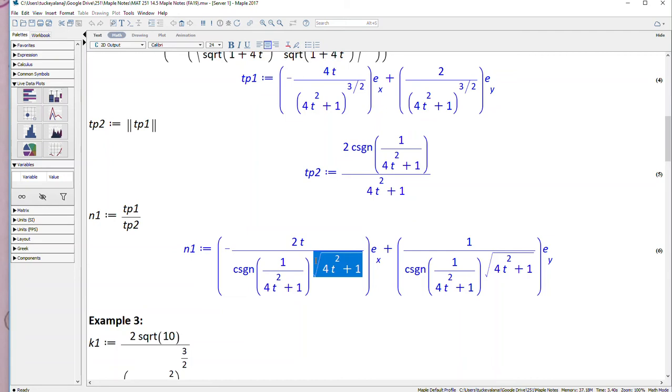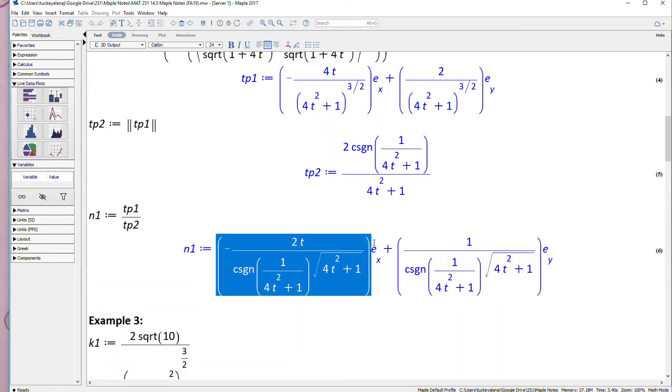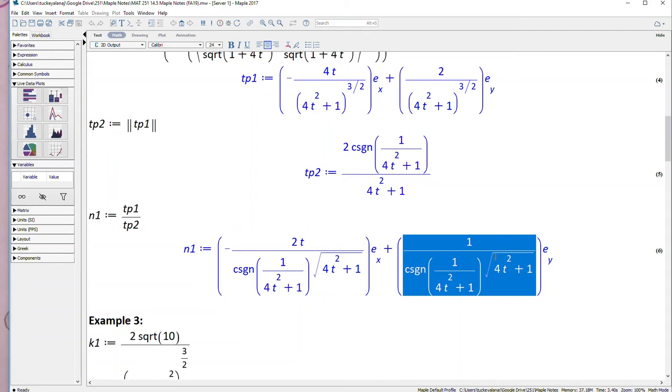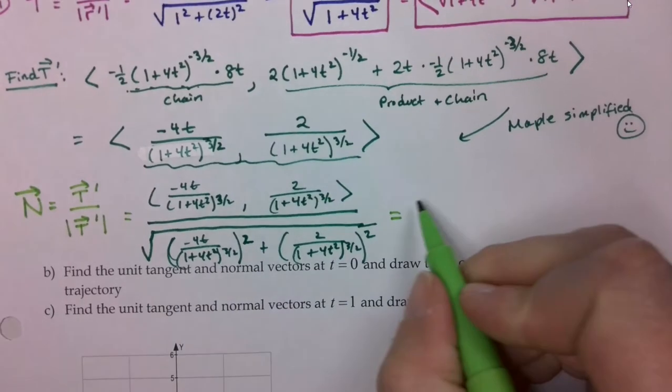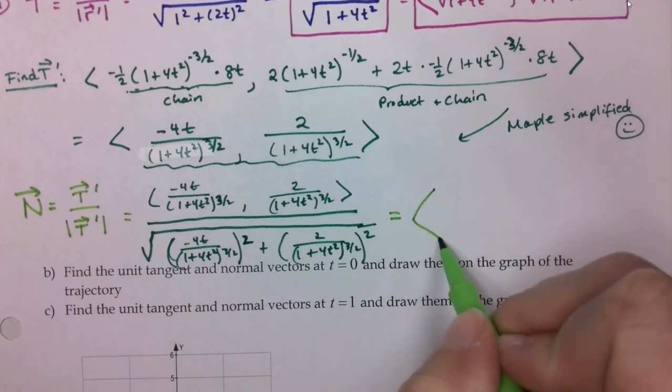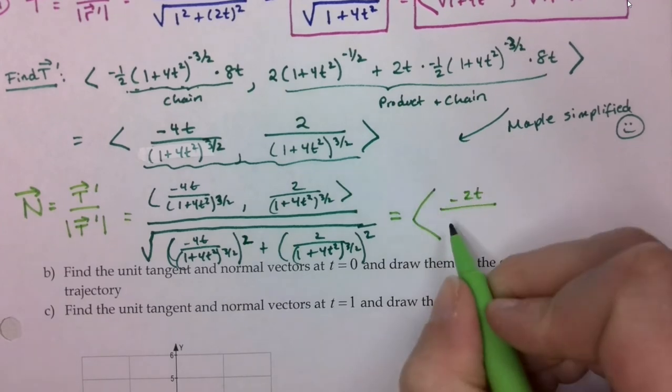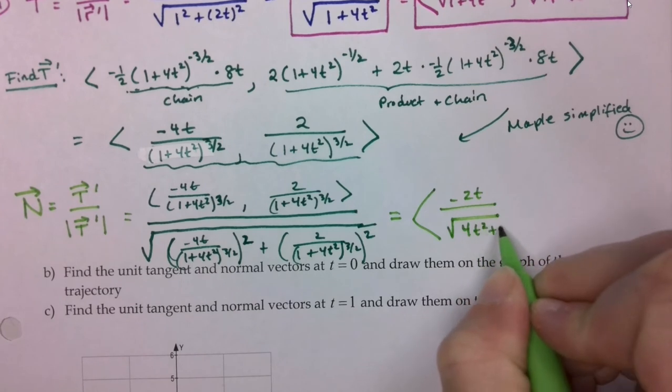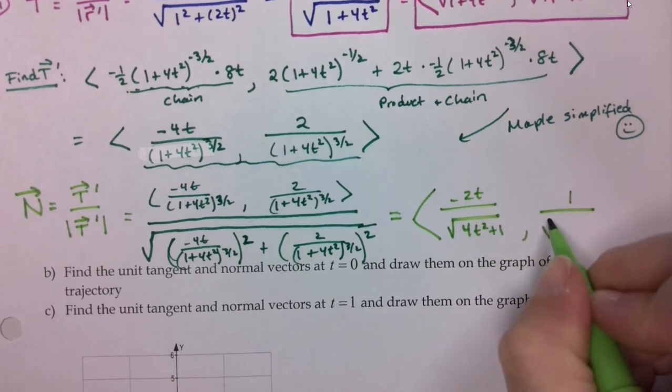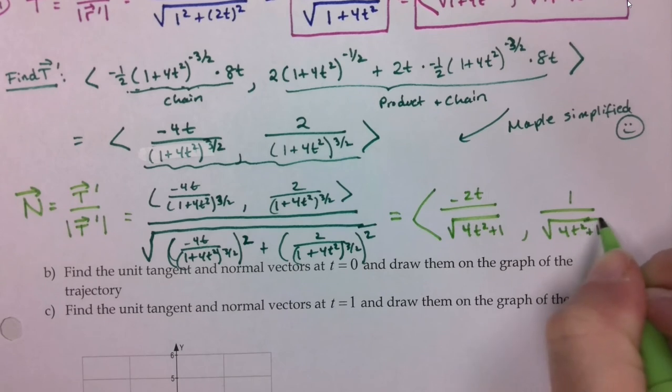So the trick is that the computer doesn't know if you want the negative square root for some reason, because of course when you take the square root of both sides, it could be positive or negative. So Maple's just not making that decision for you. That's all. So if I go back here, this is of course the I component on the left, and then this is the J component on the right for our vector. So this would be equal to negative 2t over square root 4t squared plus 1, and then 1 over the square root of 4t squared plus 1.